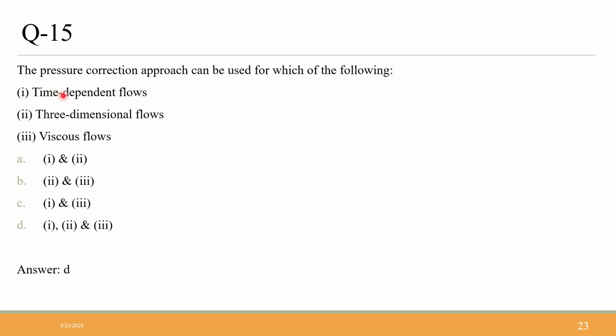That is, the pressure correction approach can be used for time dependent flows, three dimensional flows and viscous flows. So let us now look at the options given. Option A 1 and 2, option B 2 and 3, option C 1 and 3, option D 1, 2 and 3. Since all three statements given are right, we need to go with option D, which is that the pressure correction approach can be used for time dependent problems, three dimensional problems and viscous problems. So the answer is option D.